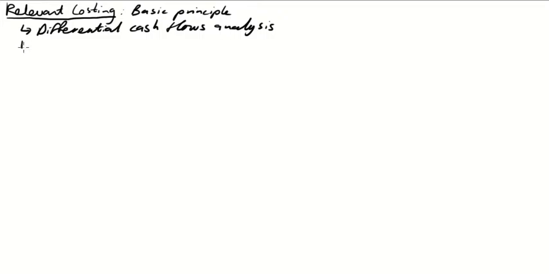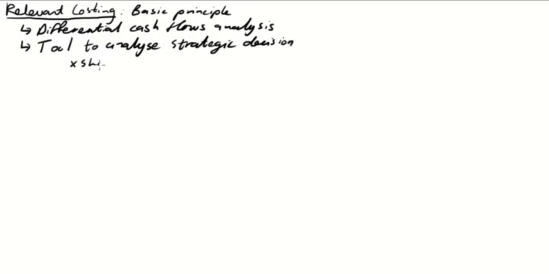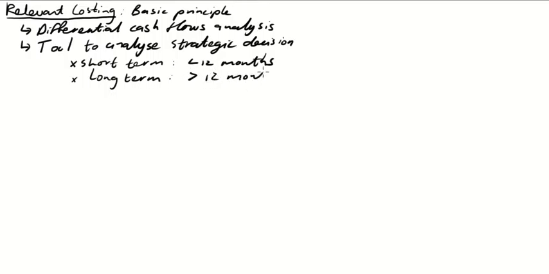But basically what relevant costing is, it's a tool to analyze strategic decisions within a company. And these decisions can either be short-term, so we're looking at a time frame that's shorter than 12 months, or it can be long-term. The decision affects the company over a number of years and usually greater than 12 months.